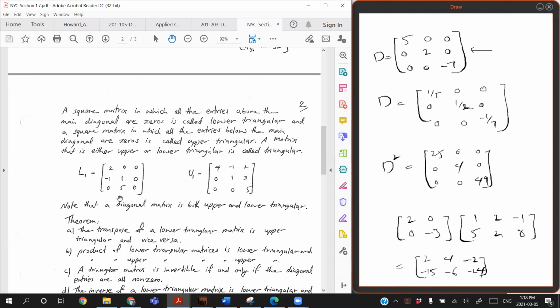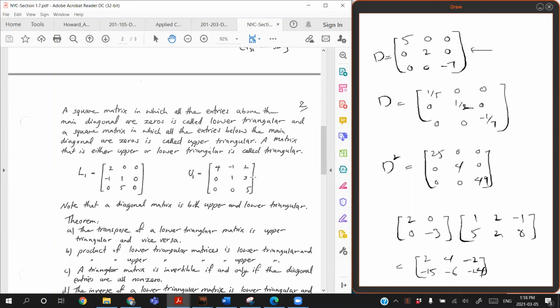So if the nonzero numbers are below the main diagonal, then it's lower triangular. If the nonzero numbers are above the main diagonal, it's an upper triangular matrix. So that's another way of saying it. However, the condition is that if all the entries above the main diagonal are zeros, then it's lower triangular. And if all the entries below the main diagonal are zeros, then it's upper triangular.